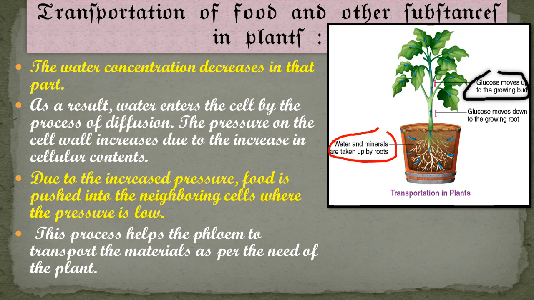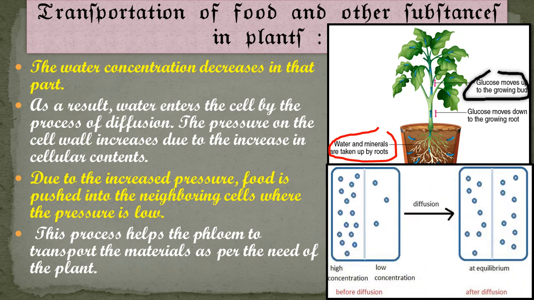And during flowering season, the sugar stored in the roots or stem is transported towards the floral buds to make them open and blossom. So this is how the transportation of any material like food, mineral and water is carried out by the plant. Here you can observe the picture of diffusion, before diffusion and after diffusion.